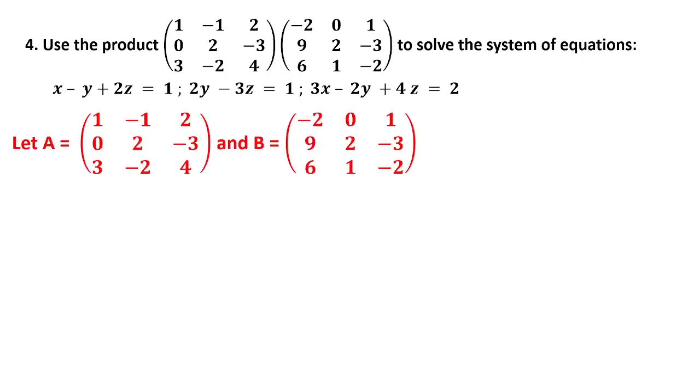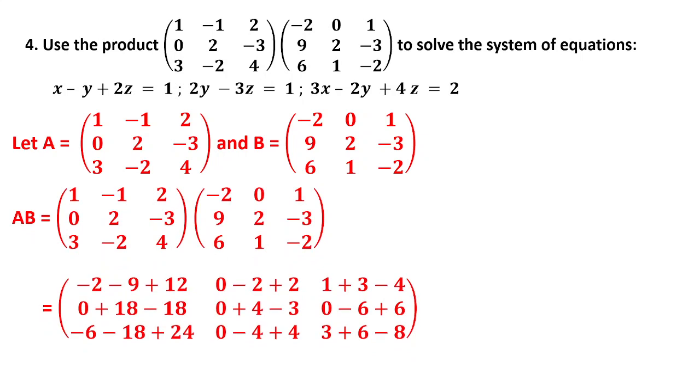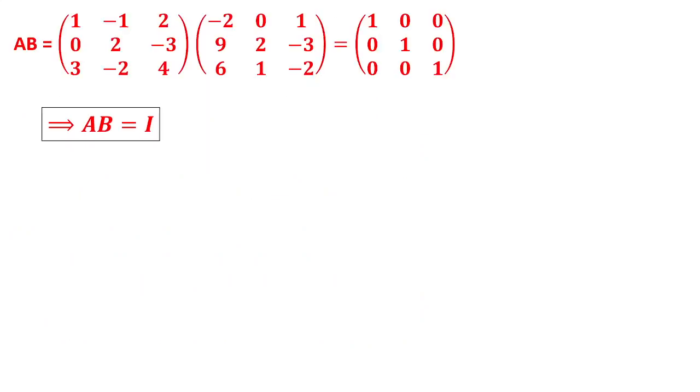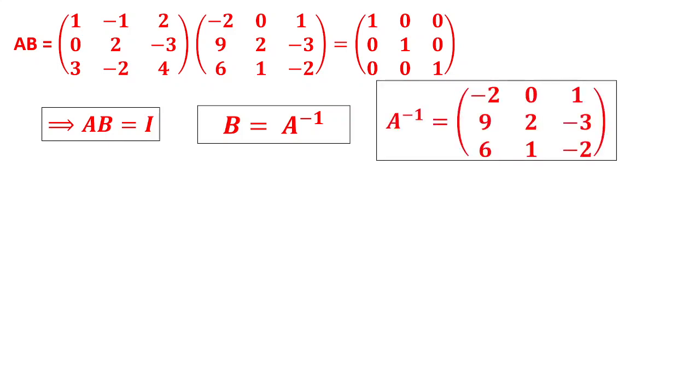Now let us go for this question. A is given, B is given. I find AB. Oh, to my surprise I am getting it as an identity. What will happen when AB is identity? Very simple. A and B are inverse to each other. Therefore, what they have done now, they have already given you A inverse. A inverse is given to you there. Therefore AB is I, which means that B is nothing but A inverse.